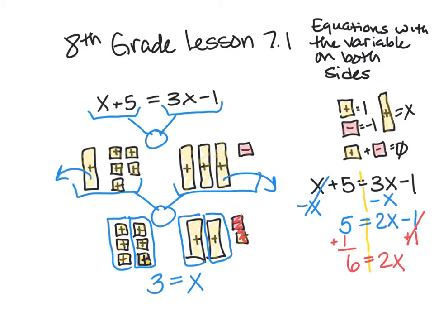2 is being multiplied by x. The inverse, or opposite, of multiply by 2 is to divide by 2 to both sides of the equation. x equals 3. And that's what we got when we modeled it. Those are the mathematical steps that we will take.